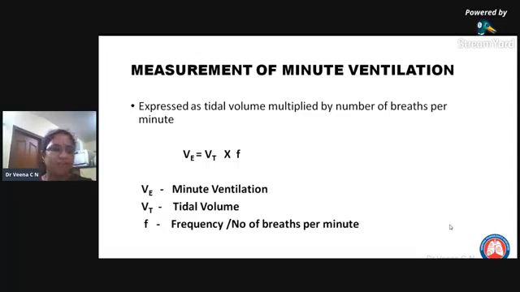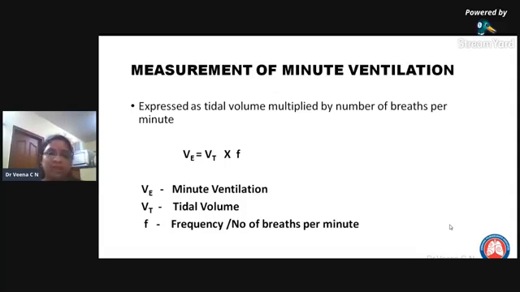Minute ventilation can be measured by asking the subject to breathe through a valve box and collecting all the expired gas in a large bag. It can also be measured using Wright's respirometer. If other respiratory parameters like tidal volume are known, minute ventilation can be calculated using the formula VE equals VT into F, where VE is the minute ventilation, VT is the tidal volume, and F is the frequency or the number of breaths per minute. For example, at rest, if a normal person moves approximately 500 ml of air, that is the tidal volume, in and out of the lungs with each breath and takes about 12 breaths per minute, the minute ventilation would be 6000 ml.